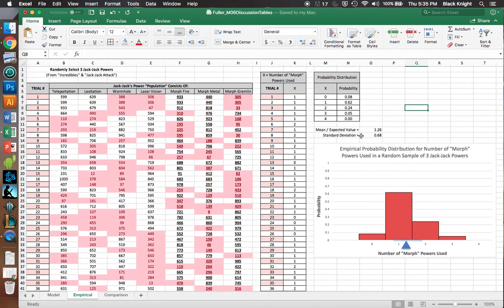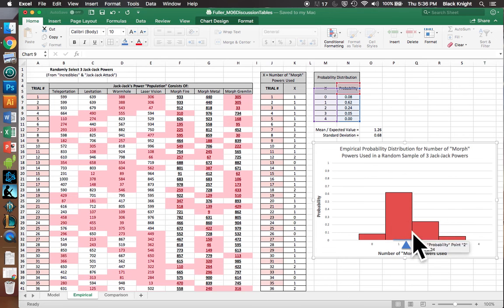Then I calculated the mean expected value and the standard deviation, again using the data from this list. It's just a simple average function and standard deviation function. It wound up being really similar to what I had shown in the model. You can see there are slightly fewer 0s showing up, and I think slightly fewer 2s, and a lot more 1s showed up in the empirical simulation.